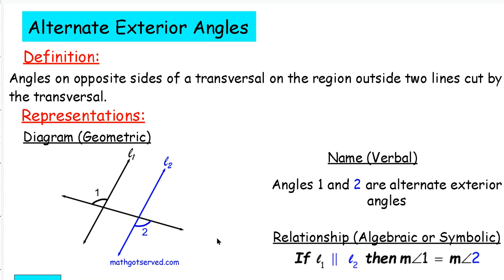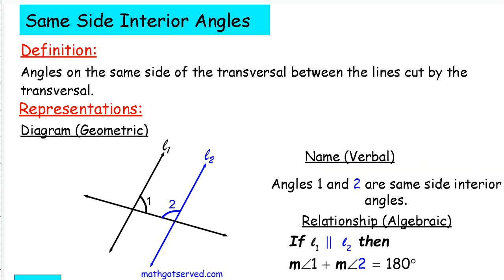Now, what kind of relationship do they have? If L1 and L2 are parallel, then alternate exterior angles 1 and 2 are congruent. Okay? So the general rule again is, if you have parallel lines cut by a transversal, alternate exterior angles are congruent. All right, the next definition that you need to know is same side interior angles.